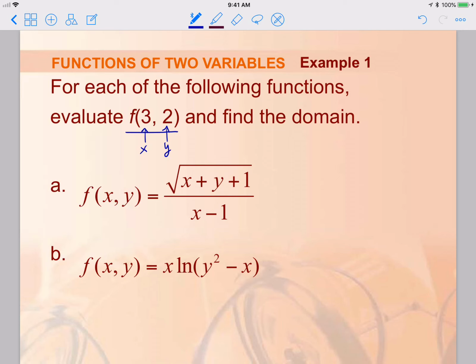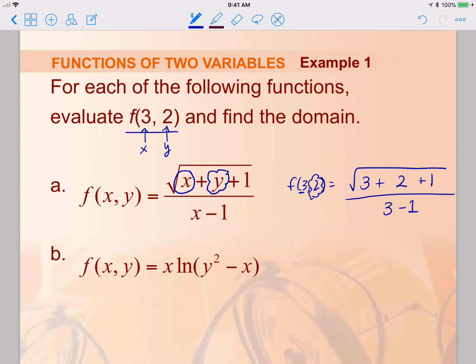So for this first one here, f of 3, 2 is just going to be the square root. Now everywhere we see an x, we're going to put 3. So it'll be 3 plus, then the denominator will be 3 minus 1. And everywhere we see a y, we're going to replace it with 2. Okay, so 3 plus 2 plus 1 divided by 3 minus 2. So it'll be the square root of 6 over 2.